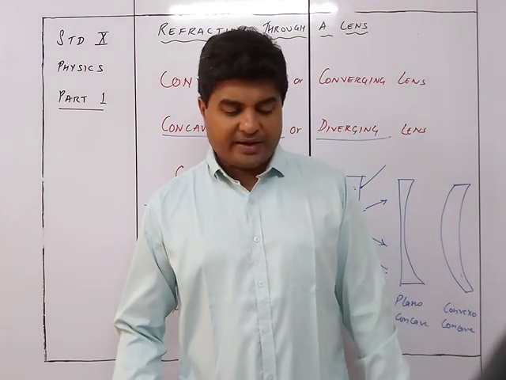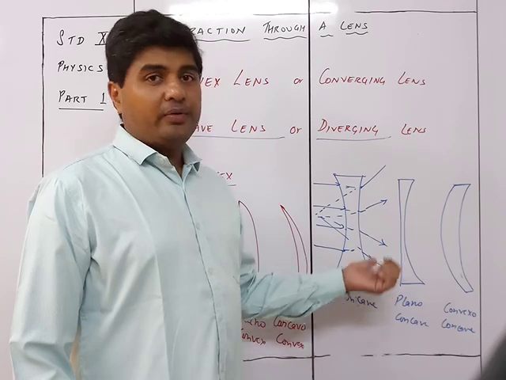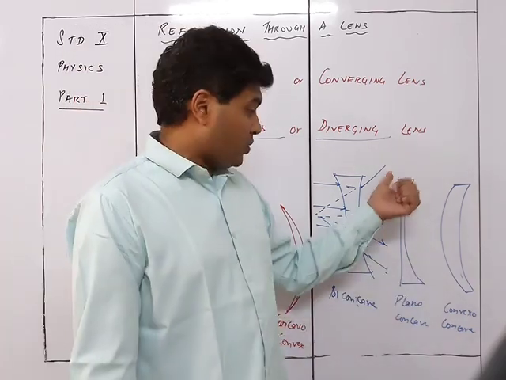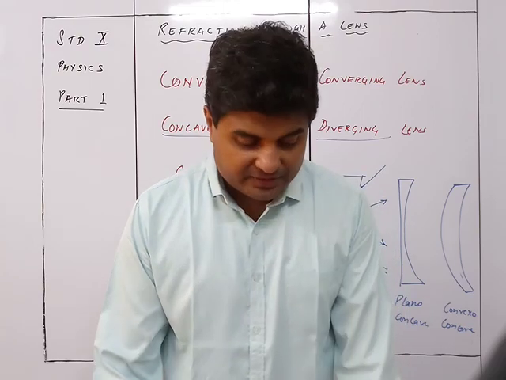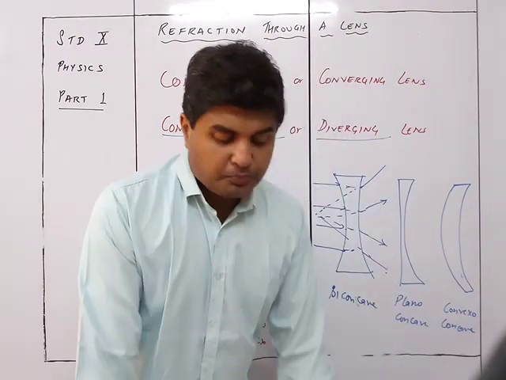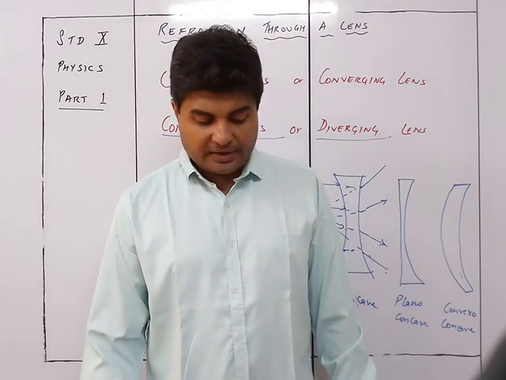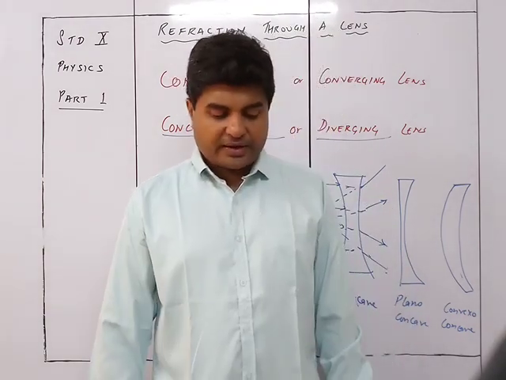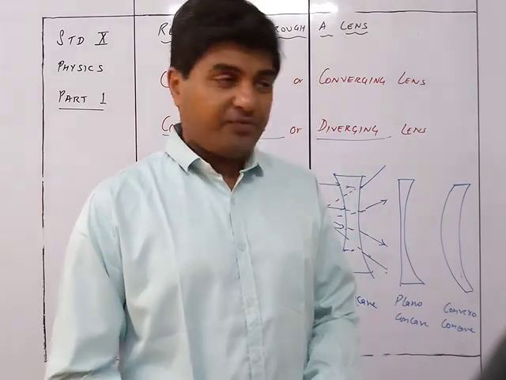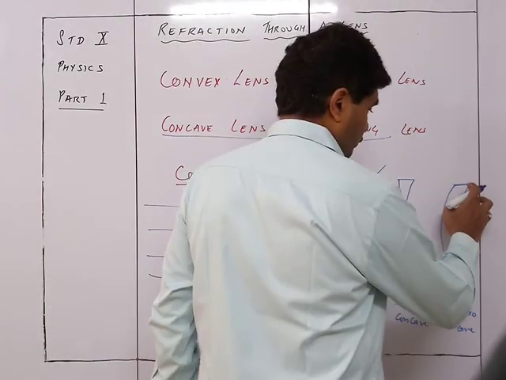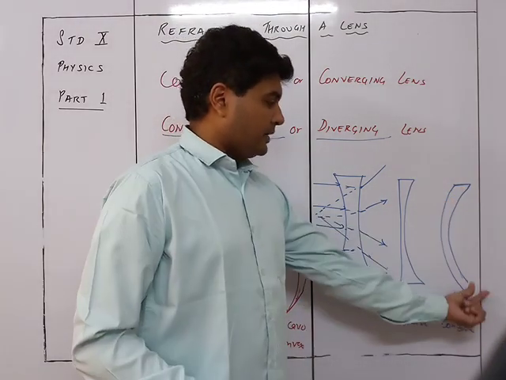A concave lens may be of the following three kinds: biconcave or double concave or equiconcave, plano concave, plane and concave, or convexo concave. The figure shows the kinds of concave lenses over here. A biconcave lens has both its surfaces concave. A plano concave lens has one surface plane and the other surface concave, while a convexo concave has one surface concave and the other surface convex, such that it is thinner in the middle as compared to its periphery. So it will be something like this, thinner in the middle as compared to its periphery.